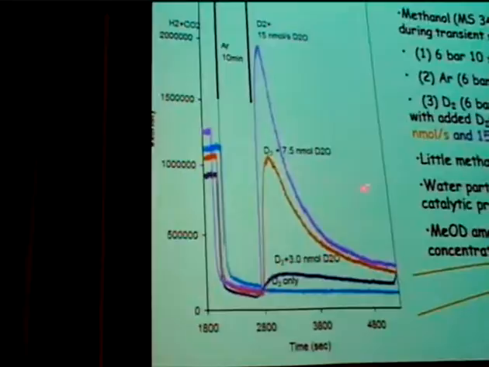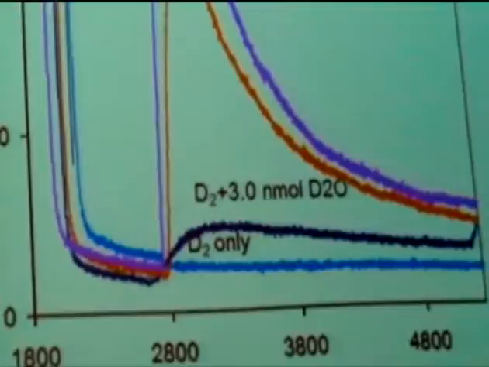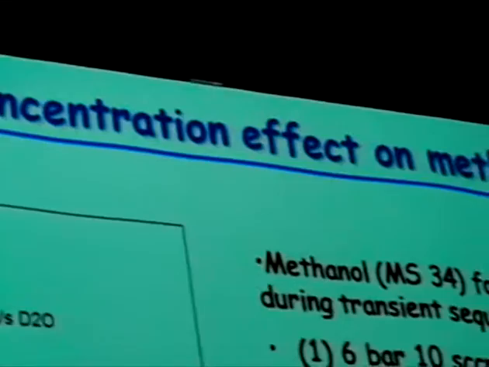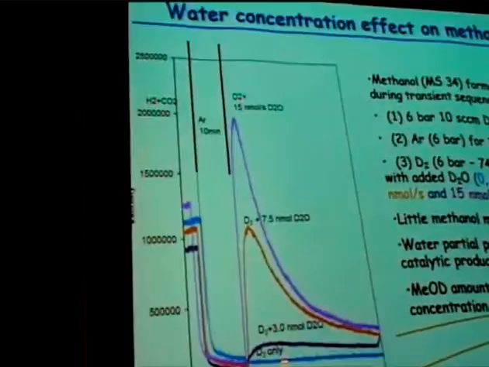And you can see there's a partial pressure dependence. Again, it's in terms of the water flow rate, but this is about 0.1%, and then these are scales. So there is a partial pressure effect on the amount of methanol.